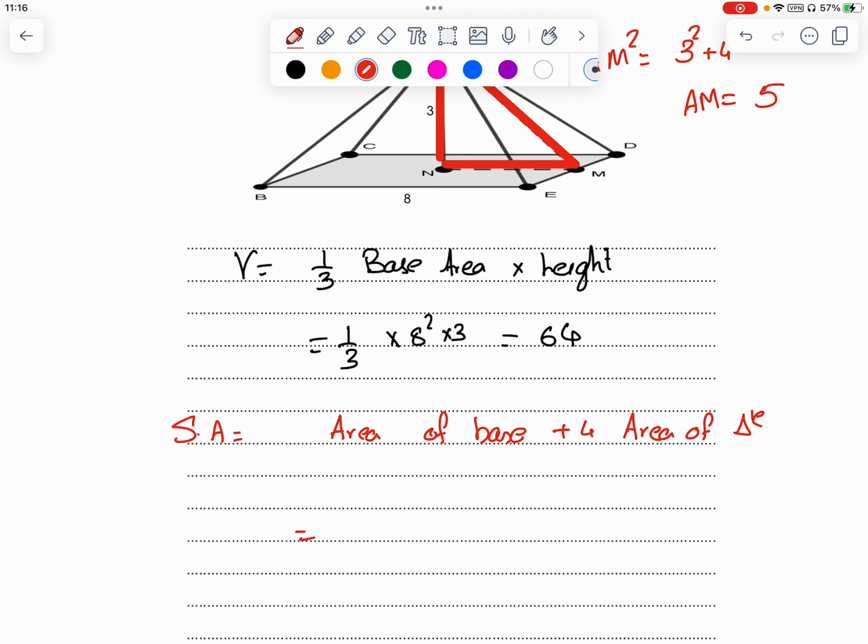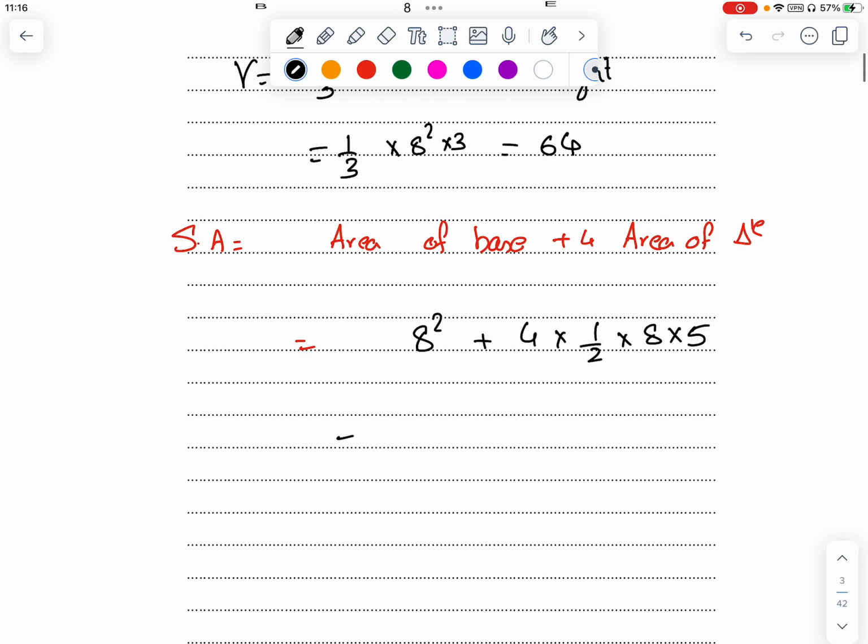So area of the base is 8 square plus 4 times area of a triangle, half times base is 8, height just now we have calculated it was 5. Simplify that, you should be getting the answer as 64 plus 80, which is 144.